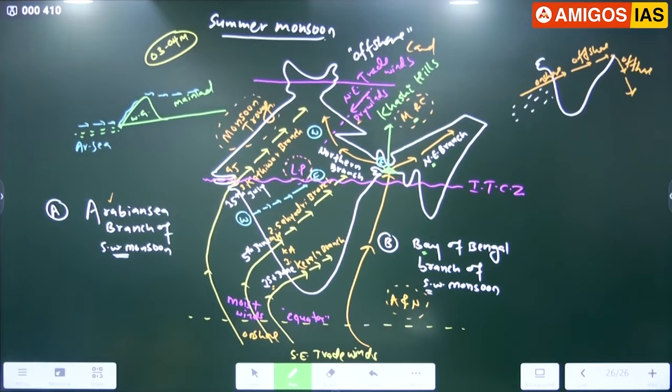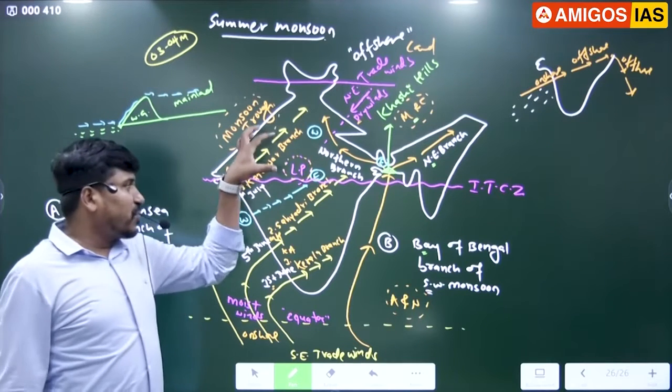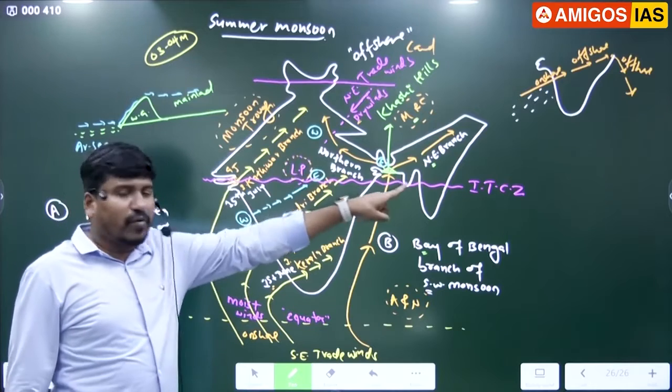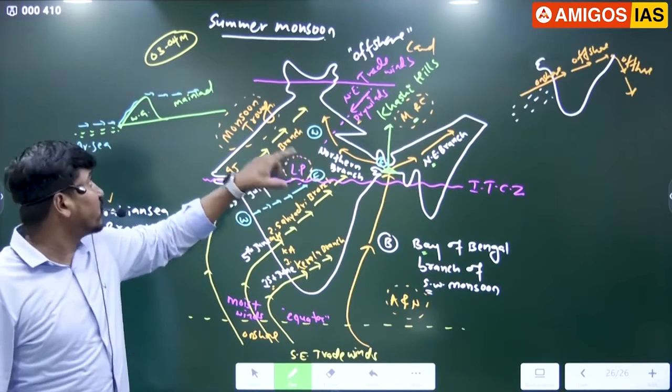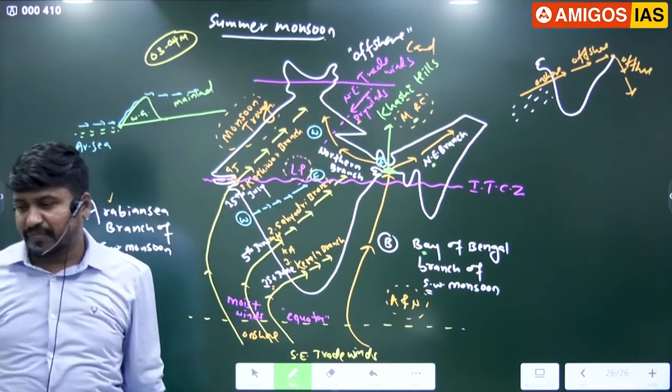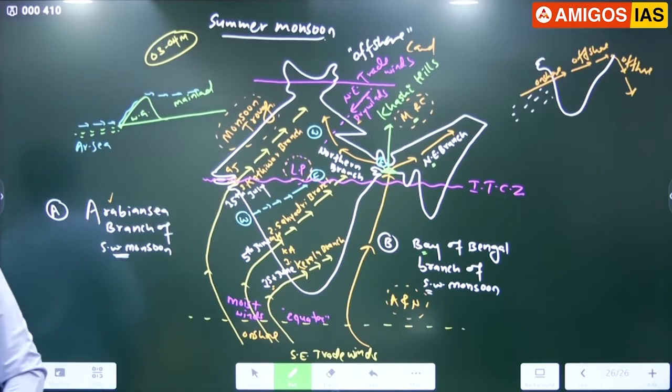Right? Full stop. Listen. So here, the existence of low pressure is the main reason for the formation of ITCZ, and that condition we call monsoon trough. Put the heading monsoon trough in that. Write down monsoon trough.